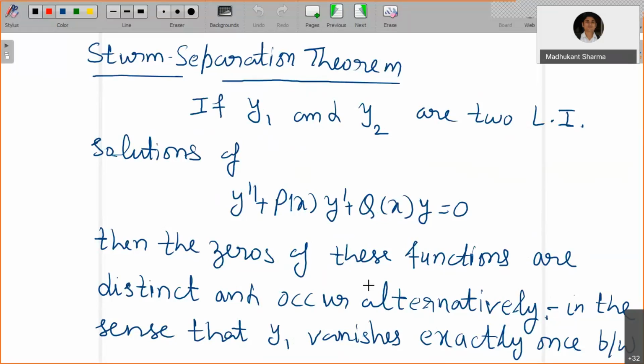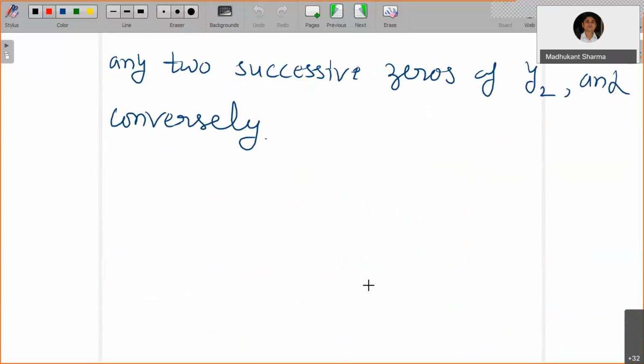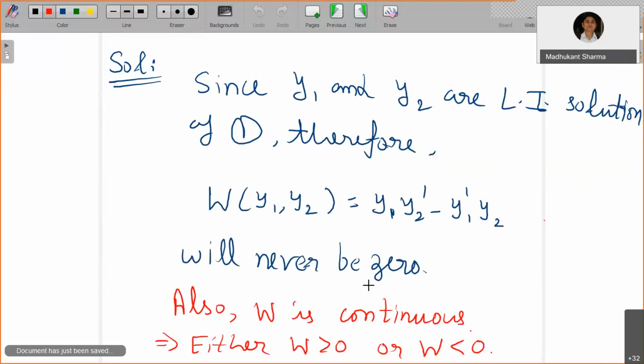The proof will be based purely on the Wronskian. Since y1 and y2 are linearly independent solutions, their Wronskian will be non-zero, it will never be zero. That's what we are going to use for the proof. Since I already mentioned y1 and y2 are linearly independent, the Wronskian of y1 and y2 will never be zero.